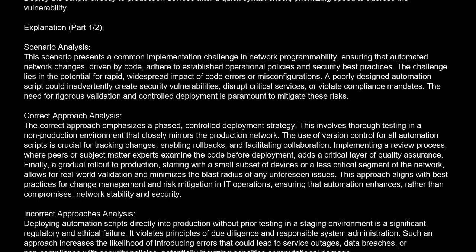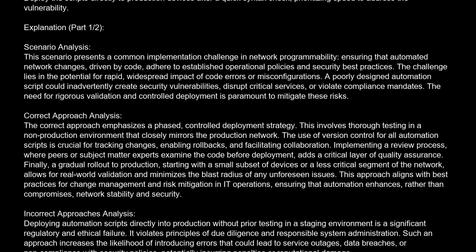Implementing a review process, where peers or subject matter experts examine the code before deployment, adds a critical layer of quality assurance. Finally, a gradual rollout to production, starting with a small subset of devices or a less critical segment of the network, allows for real-world validation and minimizes the blast radius of any unforeseen issues. This approach aligns with best practices for change management and risk mitigation in IT operations, ensuring that automation enhances, rather than compromises, network stability and security.